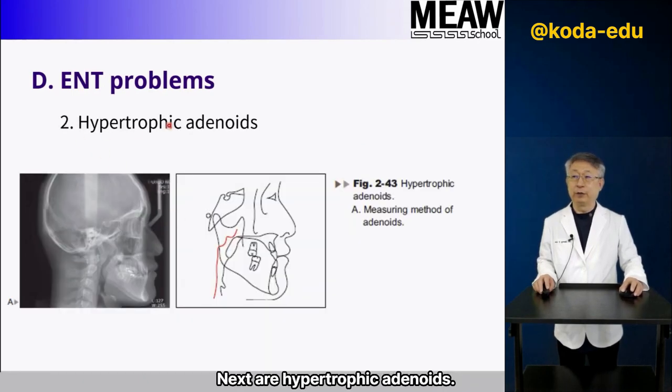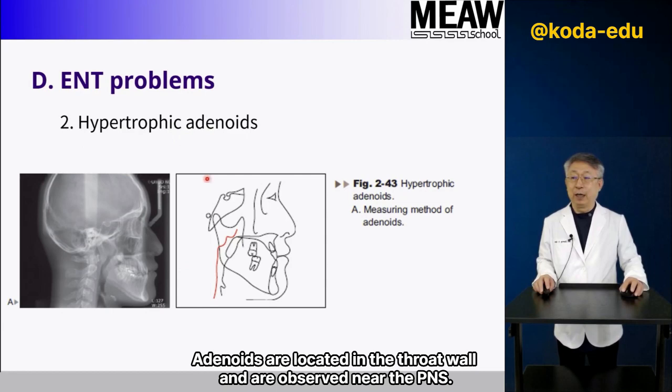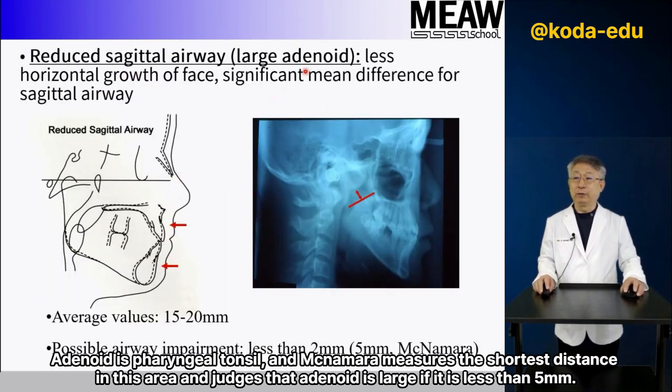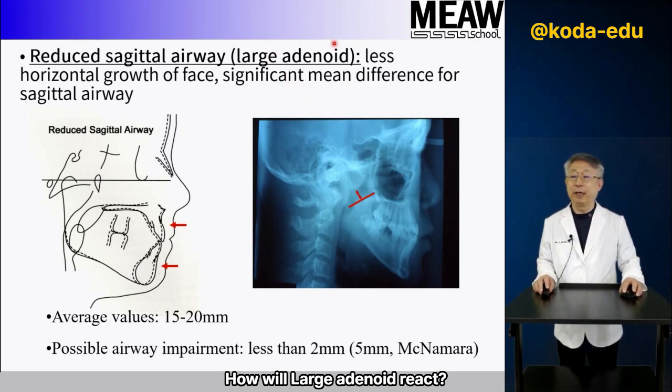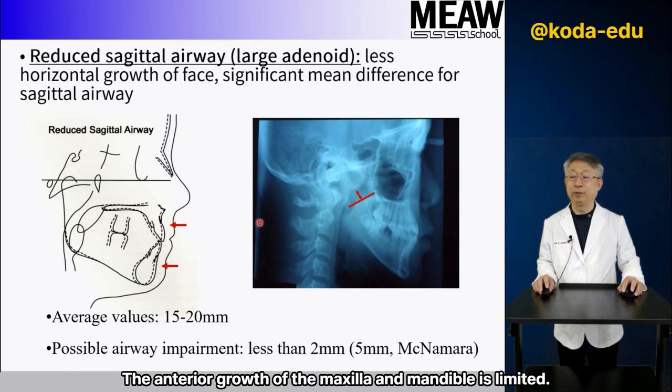Next are hypertrophic adenoids. Adenoids are located in the throat wall and are observed near the PNS. Adenoid is pharyngeal tonsil, and McNamara measures the shortest distance in this area and judges that adenoid is large if it is less than 5 mm. How will large adenoid react? The anterior growth of the maxilla and mandible is limited.